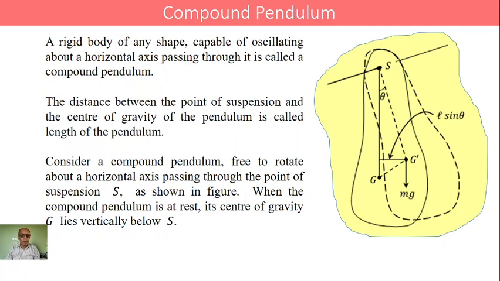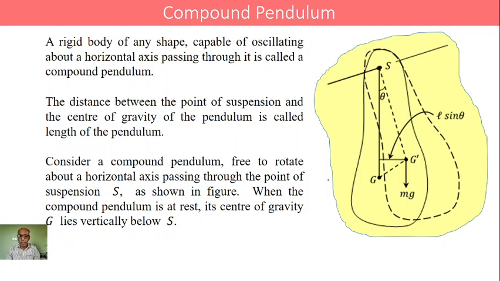Now we are considering point S as the point of suspension of the rigid body over a horizontal axis, and the body can freely rotate about point S. Therefore S is called the point of oscillation, otherwise the point of suspension.